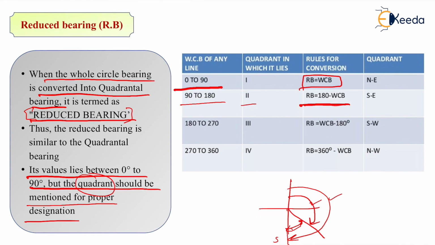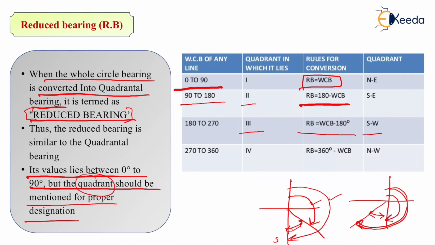For your third quadrant, in the third quadrant we have to calculate RB. Now again it is nearest to your south. How will we calculate? We know the WCB and we know this is 180 degree. To get RB, what we have to do? We have to subtract 180 from your WCB, and the quadrant will be the third quadrant and will be denoted as SW.